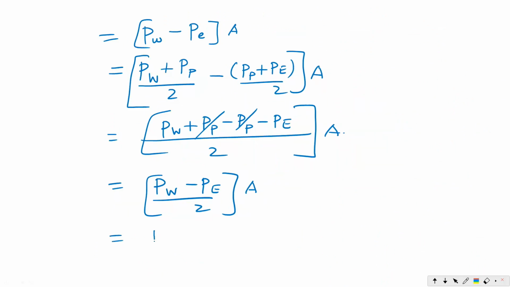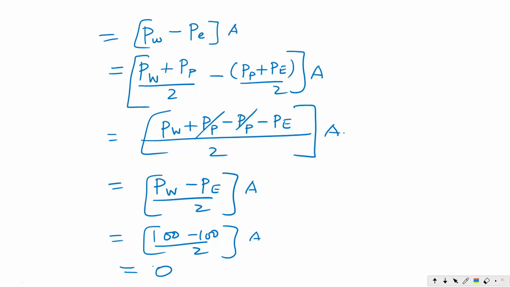So it is 100 minus 100 by 2 into area. The answer is 0. Which means there is no pressure gradient at all. When there is no pressure gradient, the flow cannot happen. But whether we are able to predict the real time physics, no.